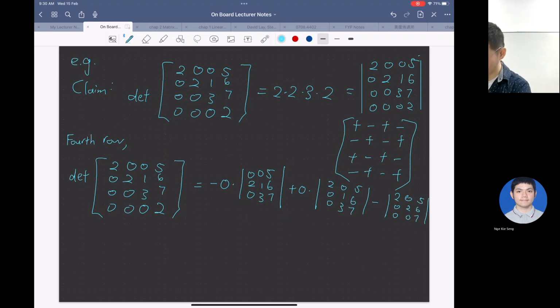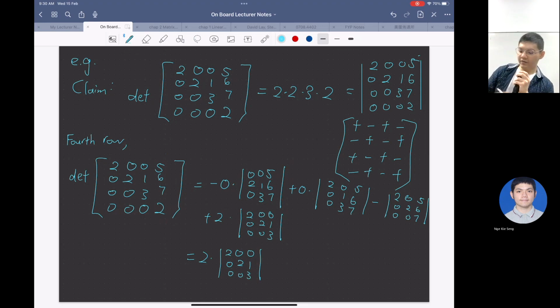Only the last term survives. So you get plus 2 times the minor you get after removing the fourth row and the fourth column. So you get the determinant of 2, 0, 0, 0, 2, 1, 0, 0, 3. Okay, so it's not a 2 by 2 matrix yet, so we can apply the definition recursively.